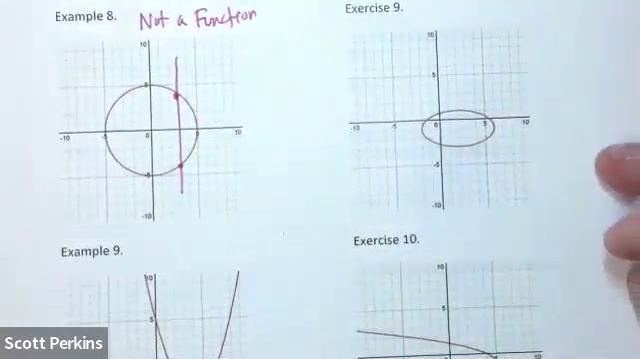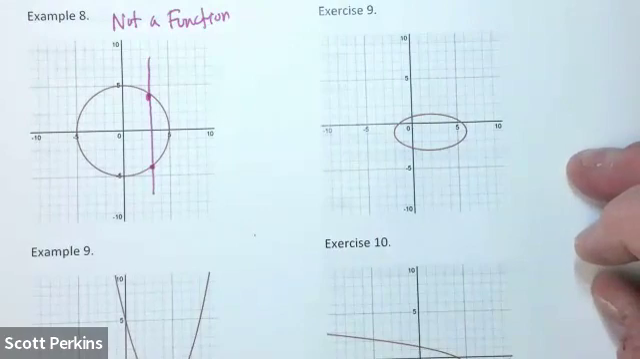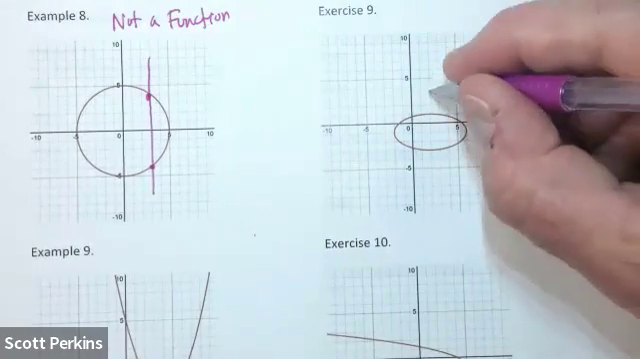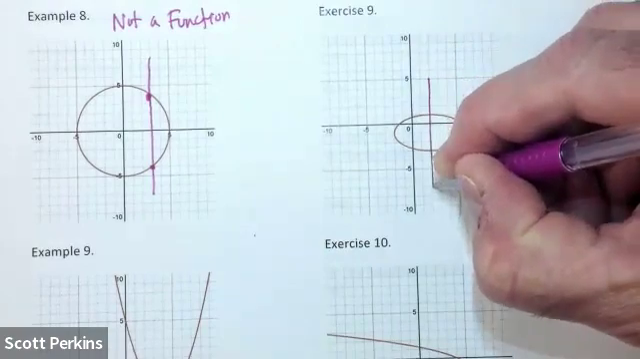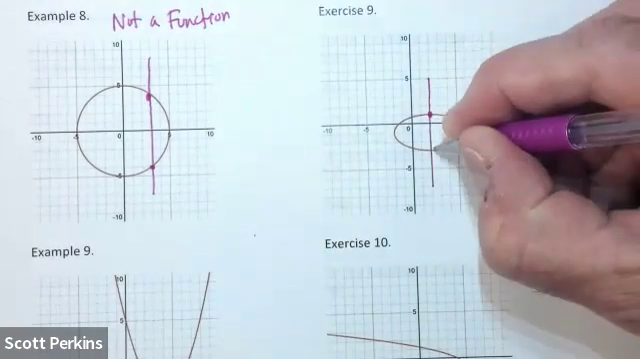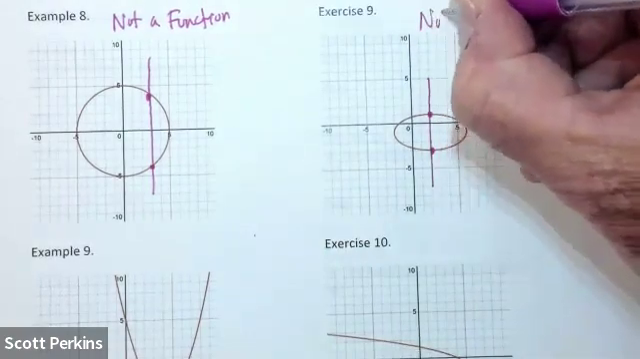How about the one right next door, the ellipse, exercise 9, function or not a function? Again, I'm going to draw an example here. There's my vertical line. It hits the graph in more than one place. So that is not a function.